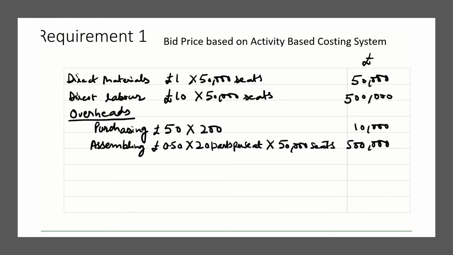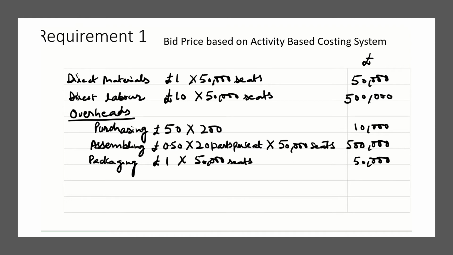Third activity which we have is packaging. For packaging, again the overhead allocation rate is given to us, that is 1 per finished seat, and we are going to finish 50,000 seats. Total cost which we have for this activity is 50,000.